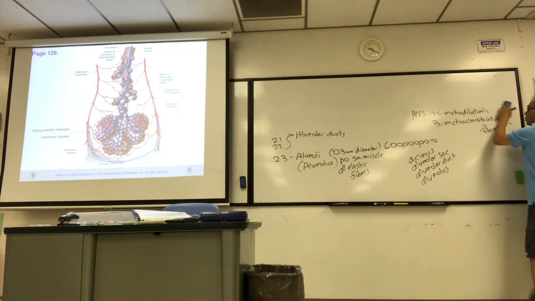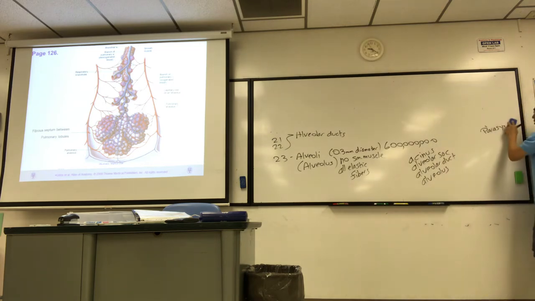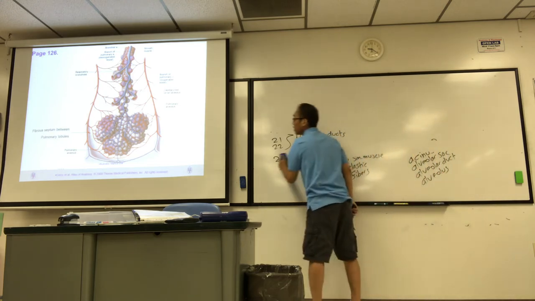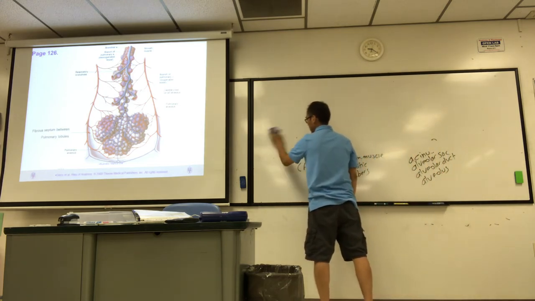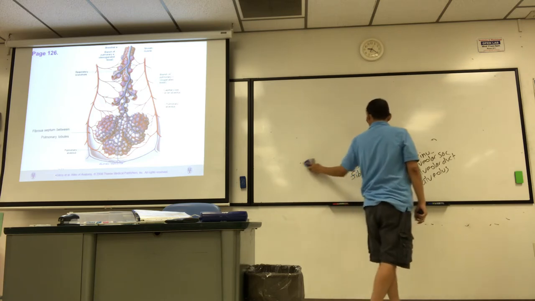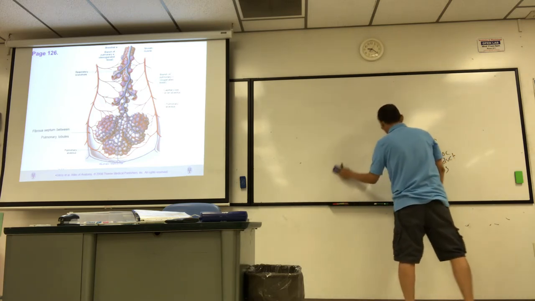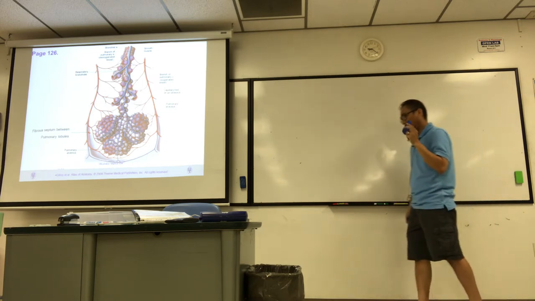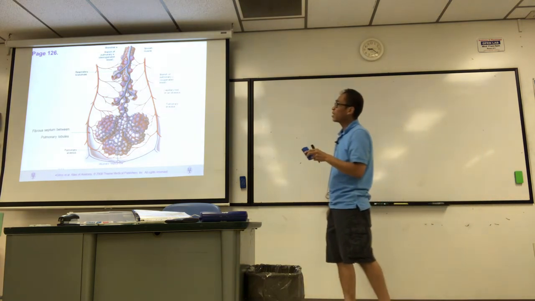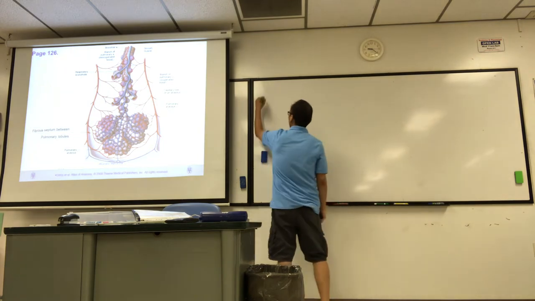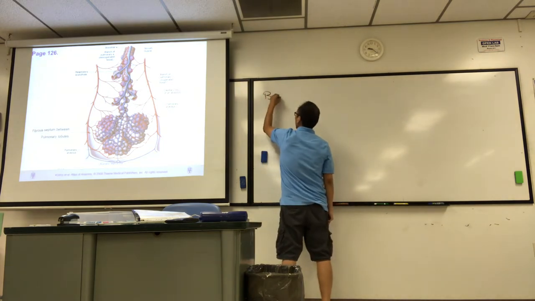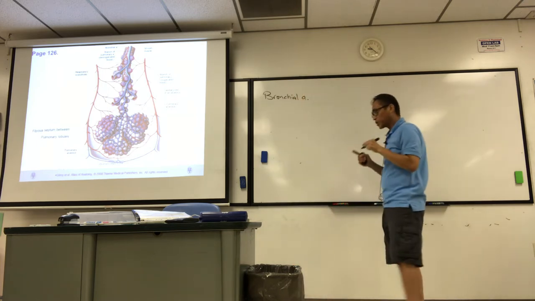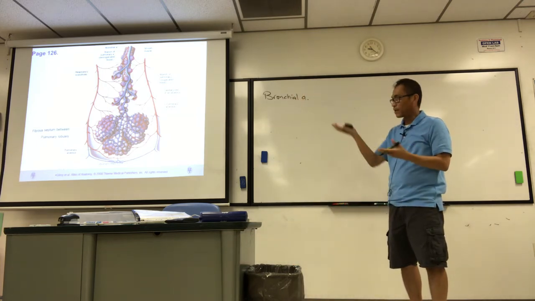And when you study the heart, you already studied the pulmonary arteries and the pulmonary veins. So now you're looking at the pulmonary capillaries. So don't confuse pulmonary artery with bronchial artery. Okay, so bronchial artery, that's just bringing oxygen-rich blood to the lung tissue and to the airways.